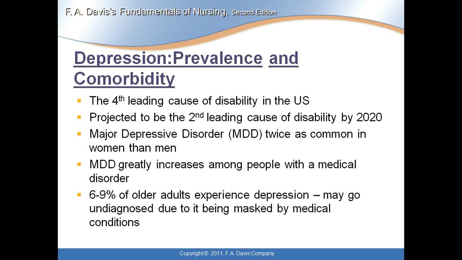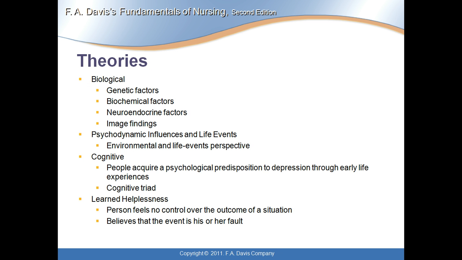So now we're going to move on to depression. Depression is the fourth leading cause of disability in the U.S. It's projected to be the second leading cause of disability by 2020. Major depressive disorder is twice as common in women than in men. And major depressive disorder greatly increases among people with a medical disorder. 6 to 9% of older adults experience depression, which may go undiagnosed due to its being masked by other medical conditions.